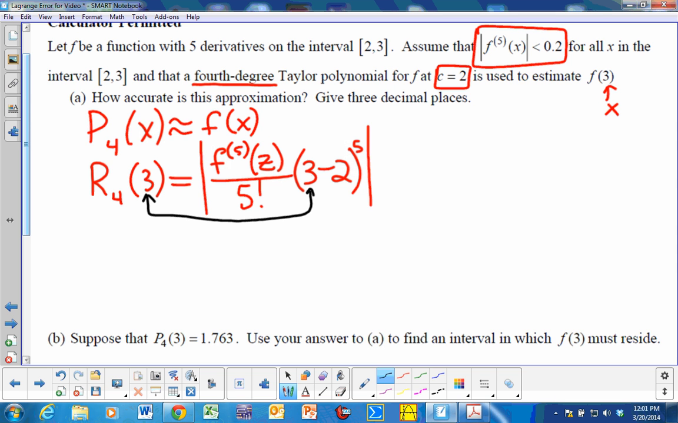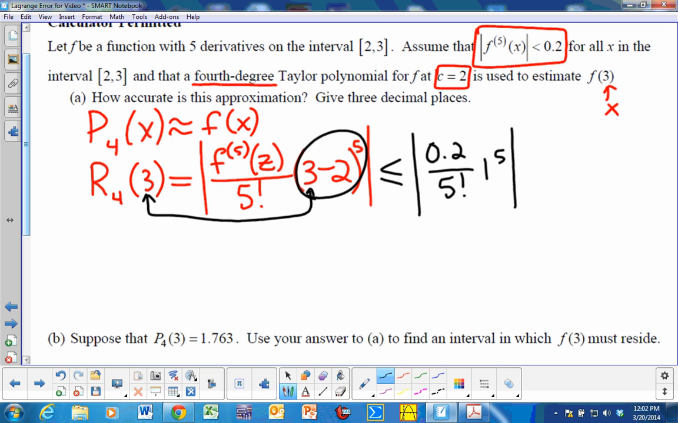So they told us that the fifth derivative is less than 2. So that means that this answer right here is less than or equal to, if we substitute 2 in, 2 over 5 factorial times 1 to the fifth, because that's what this is going to be. So that's what that bound is giving us. We don't know the exact remainder, but we know for sure it's less than that number. Okay, so that's what we're interested in. If you put that in the calculator, you're going to get 0.00166.